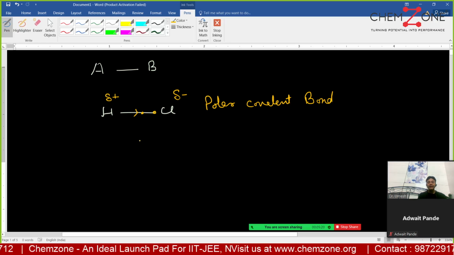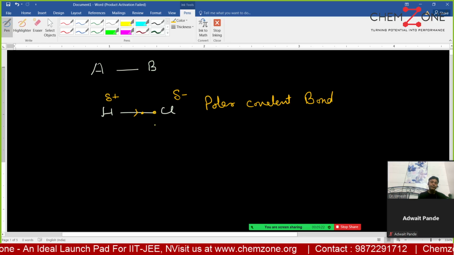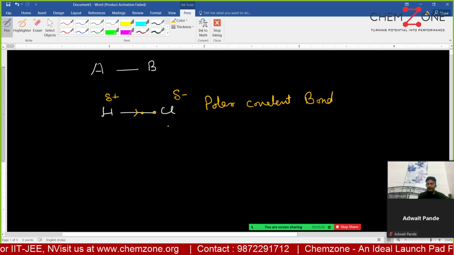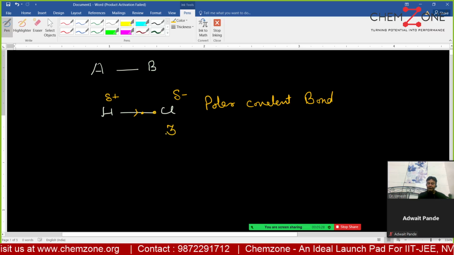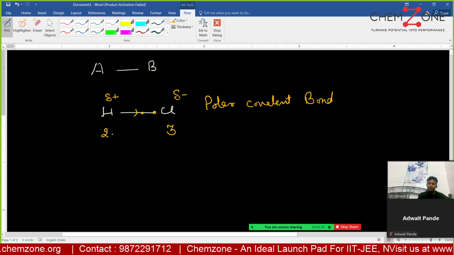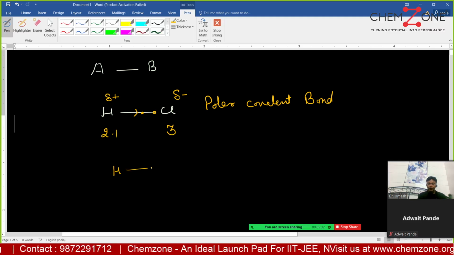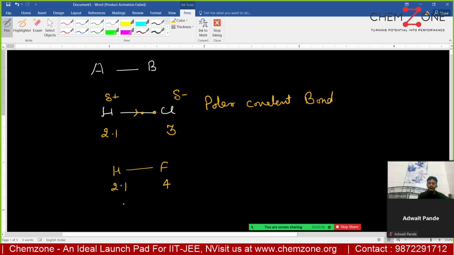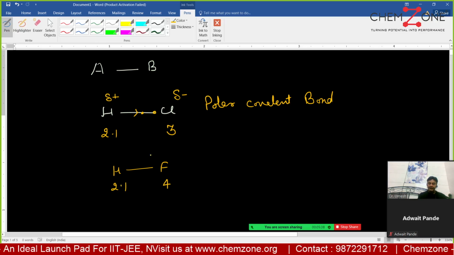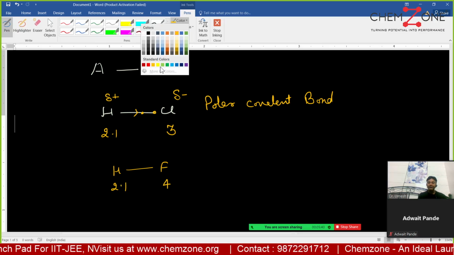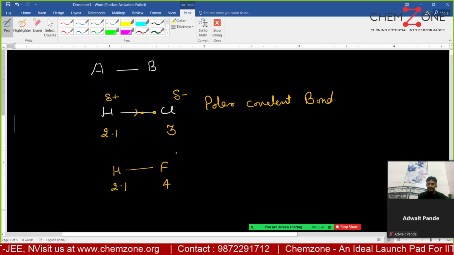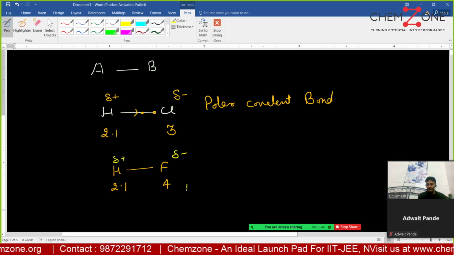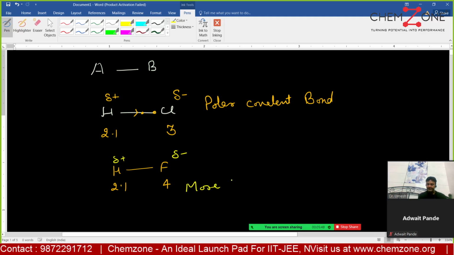So the greater the electronegativity difference between the two atoms, the more is the polarity. Suppose I say the electronegativity of chlorine is 3 and hydrogen is 2.1. But if I talk about the HF molecule, the electronegativity is 4 and 2.1. It means in case of HF, there is more difference in electronegativity. So there is more polarity. It is more polar as compared to HCl.